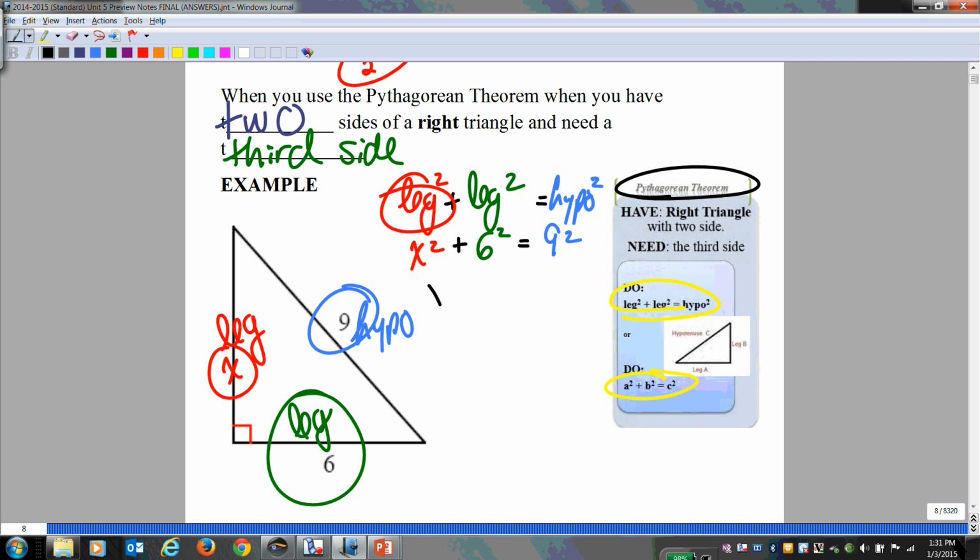Now we simplify. We have x squared equals 6 times 6 is 36. 9 times 9 is 81. You should know your perfect squares by heart. You should be doing this without a calculator. And minus 36 both sides.